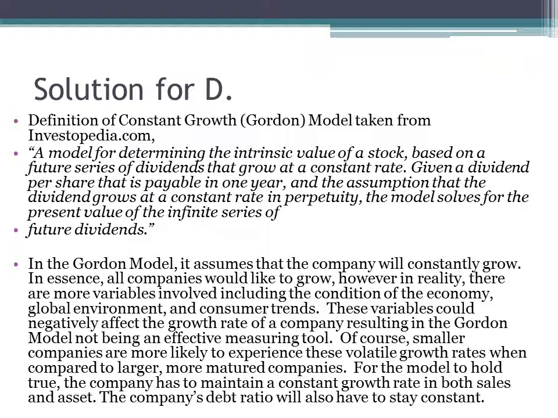Solution for 2D. We'll start with the definition of constant growth. Constant growth is a model for determining the intrinsic value of a stock based on a future series of dividends that grow at a constant rate. Given a dividend per share that is payable in 1 year and the assumption that the dividend grows at a constant rate in perpetuity, the model solves for the present value of the infinite series of future dividends.